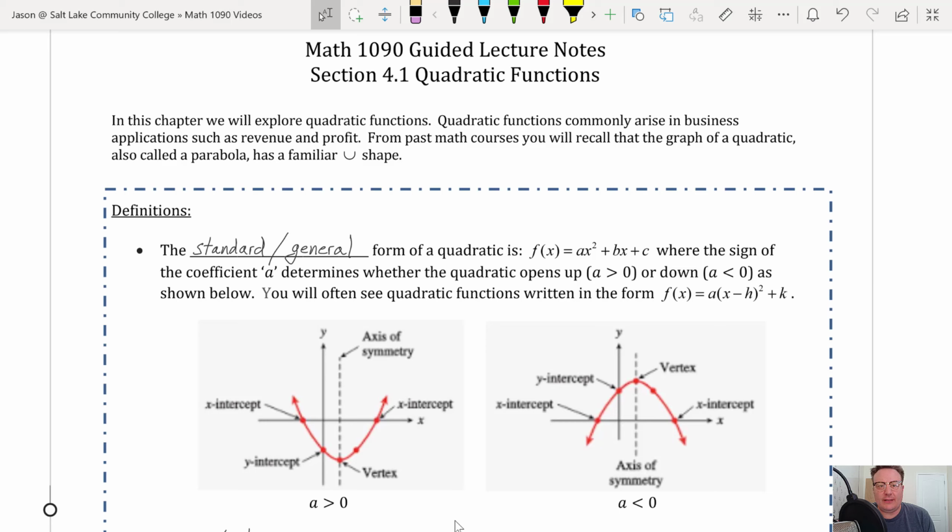All right, this is section 4.1 on quadratic functions. So in this chapter, we will explore quadratic functions and also polynomial functions. And we're going to continue on with what we did in Chapter 3.